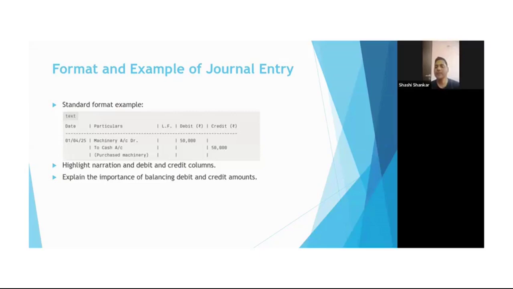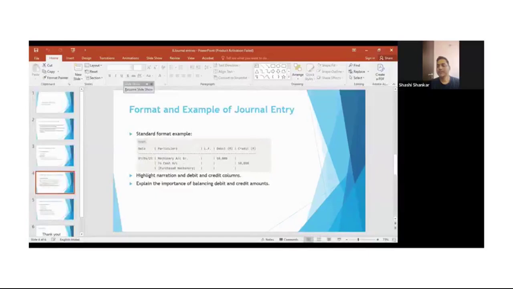Now talking about the importance of balancing debit and credit amounts. As I mentioned, for each and every transaction there are two legs, debit and credit, so definitely the amounts should match. Here, machinery account 50,000, so cash should be 50,000. There should not be 45,000, something like that. Overall, the debit and credit sides must match.